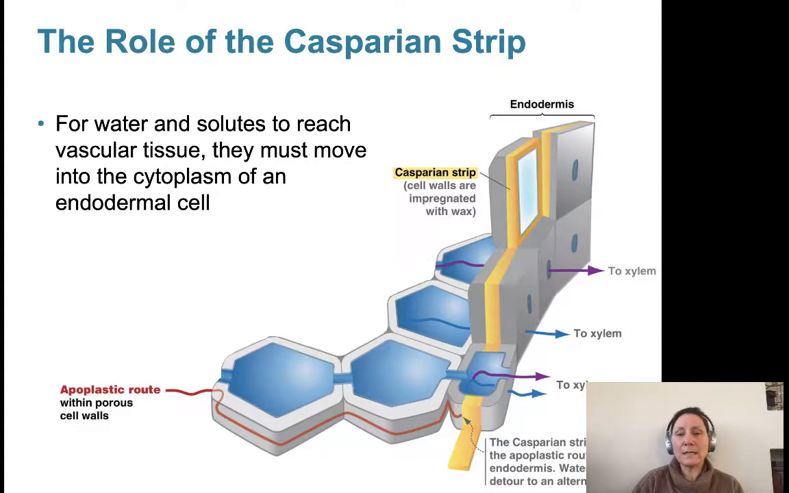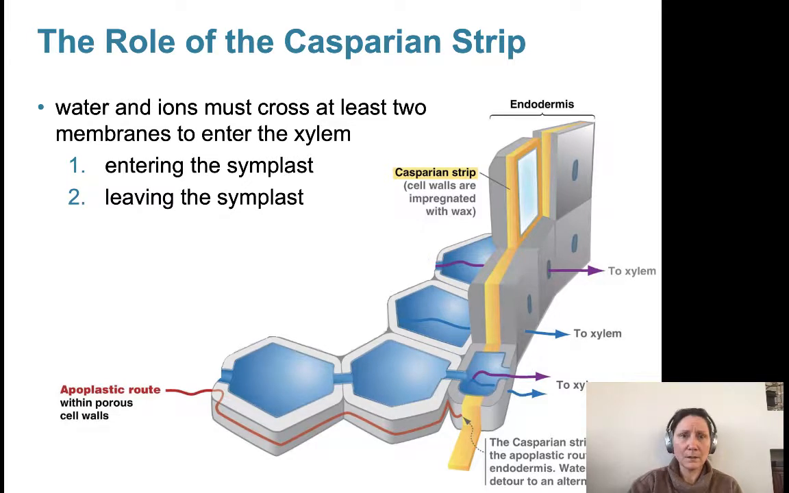So in order for it to get past this, water and solutes must get into the cytoplasm at some point. It can travel along this cell wall, but once it gets here, it's going to have to get into the cytoplasm of the endodermal cell and then pass through, either through the cell membrane passively or through the plasmodesmatal opening. As water and ions are traveling through these cells, they can only enter the xylem after passing through two membranes. So they have to enter the symplast, and then they'll have to leave the symplast.